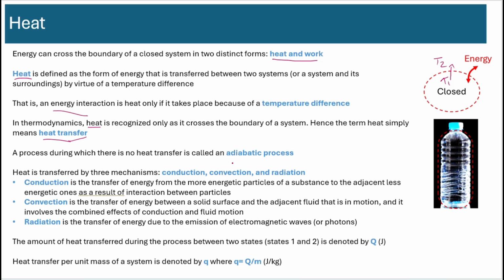If you have a process where no energy is crossing the boundary, then it's called an adiabatic process. If you have energy transferring across the boundary, if you have heat transferring across the boundary, it has to fall into only these three mechanisms: conduction, convection, and radiation. These are the only three ways in which a delta T, or a temperature difference, can drive energy transfer. Conduction is the transfer of energy from more energetic particles of a substance to the less energetic ones.